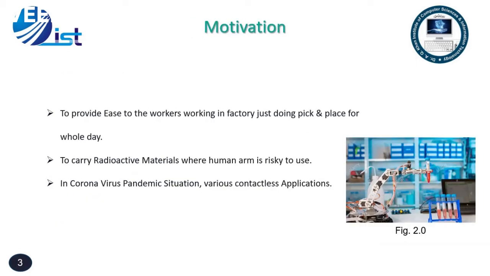Motivation. The motivation behind selecting this project was to provide ease to the workers working in factories just doing pick and place work. The main aim was to automate our industries and develop a prototype for pick and place work. The other main objective was to carry radioactive materials where the human arm is risky to use. And as we all know, during the current pandemic situation, there are various contactless applications of robotic arms.